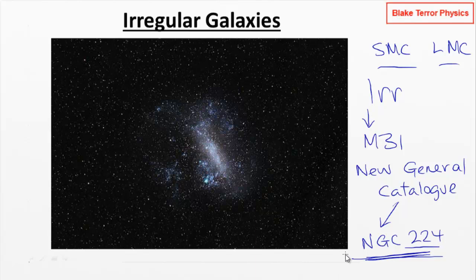So there you go. That's an overview of galaxies, different types, a bit on classification. And then, of course, the rotation curves, which is going to lead us into discussions of dark matter and dark energy. So, yeah, exciting times ahead.